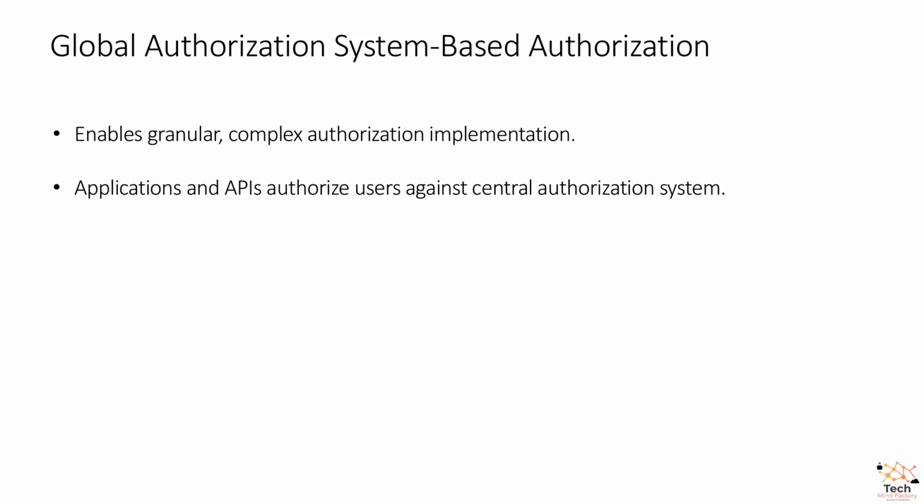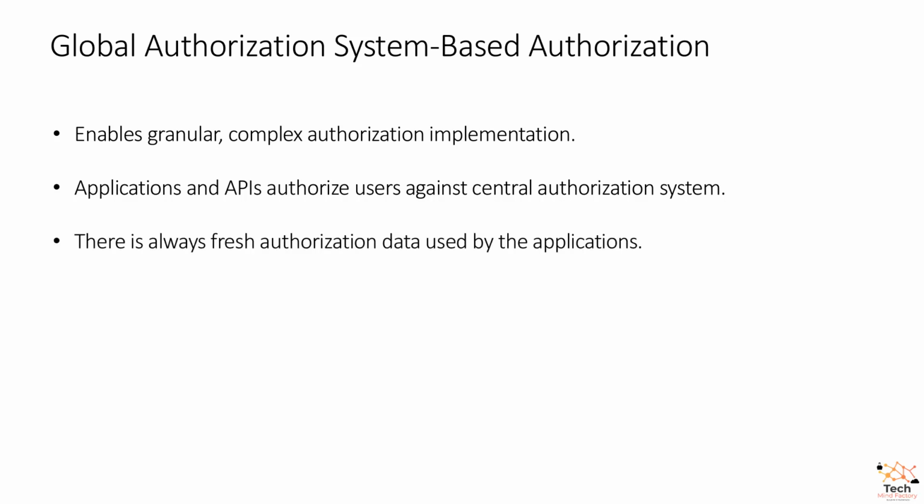Applications and APIs authorize users against a central authorization system. So this is one more different approach and an advantage of using this specific solution. All the applications and APIs authorize users against a central authorization system. So there is a central place where we keep the authorization model, where we keep the relationships between users and objects, and then applications and APIs can use this authorization system to decide whether users should have access to specific functionalities.